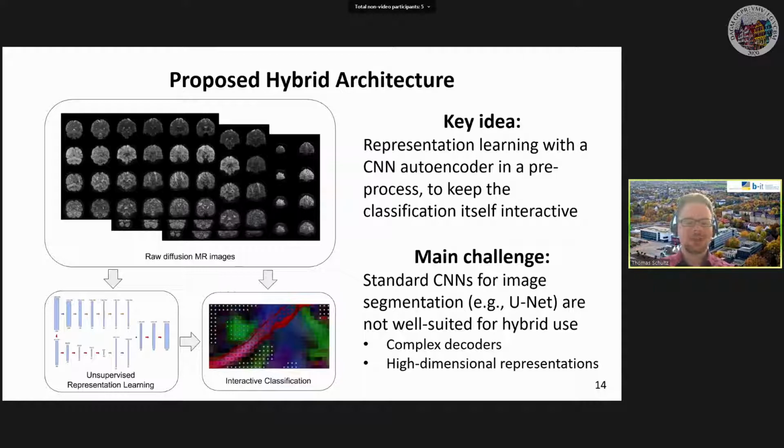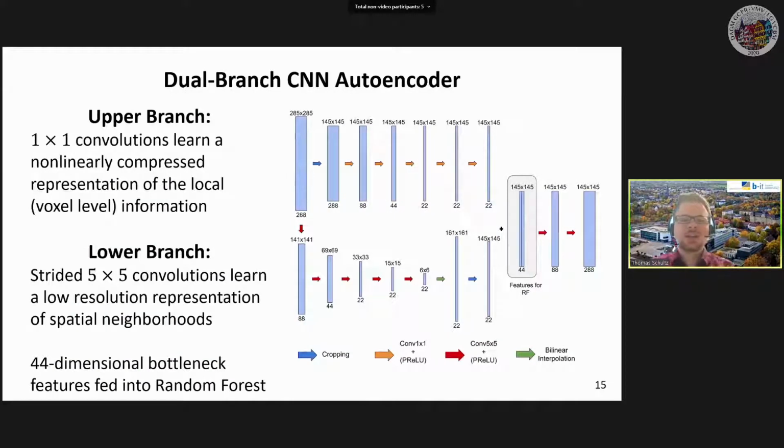Now, a technical challenge is that within such an overall framework, we cannot just reuse the standard CNNs that you would typically use for image segmentation, because many of them are not well suited to be trained as autoencoders. They have very complex decoders. They might lead to very high-dimensional representations. So we had to come up with our own architecture that is specifically suited for playing well with the random forest classifier. We actually tried quite a few different architectures, and this is the one we finally settled on that worked quite well. So let me briefly walk you through it.